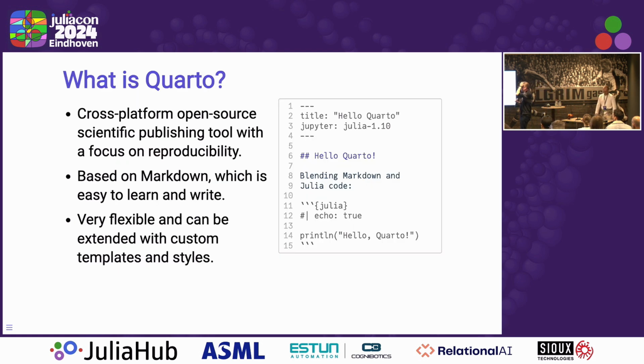Exactly, what is Quarto? So Quarto is an open source cross-platform publishing tool for scientific works, just in very general. It originally comes from, I think, R Markdown. So the idea is you write Markdown code, but that includes code. So we brought a small example here. That's just a header. You have a bit of Markdown code, and then you have Julia code.